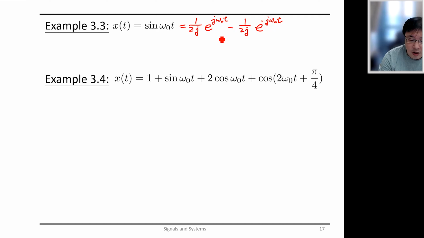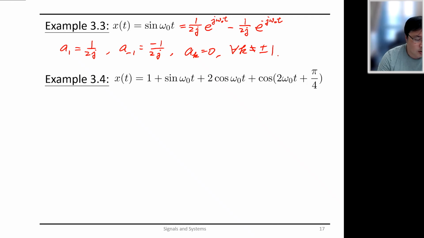These are the first order harmonics, the fundamental components. So here we can see that A1 is 1 over 2j. A sub minus 1 is minus 1 over 2j. And everything else is 0, so A_k is 0 for all k not equal to plus or minus 1. Just by observation, we can find directly the Fourier coefficients in this case.